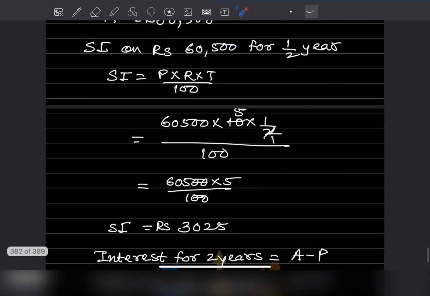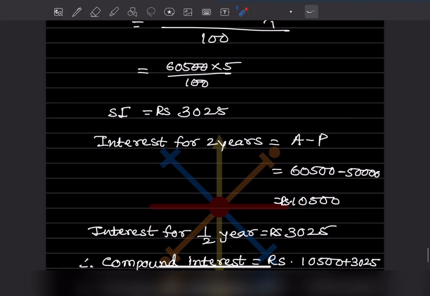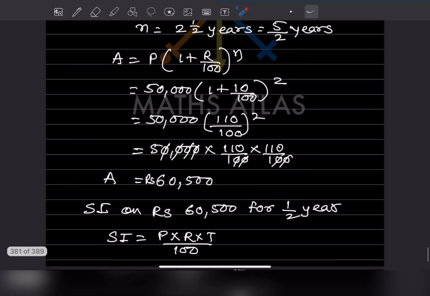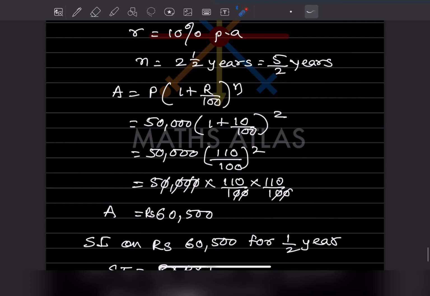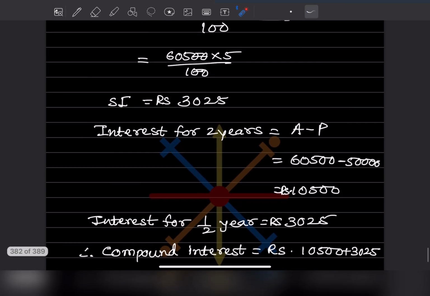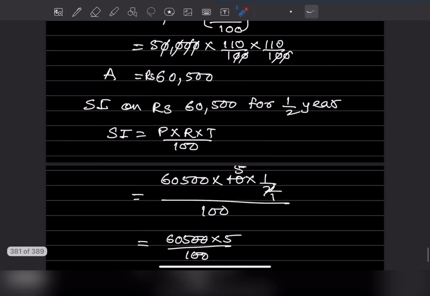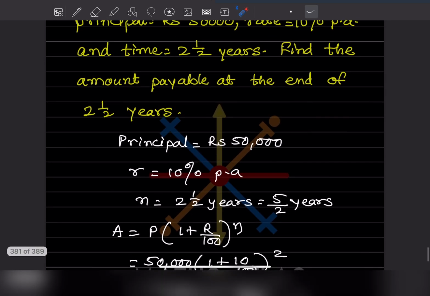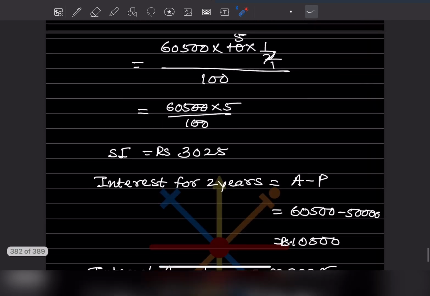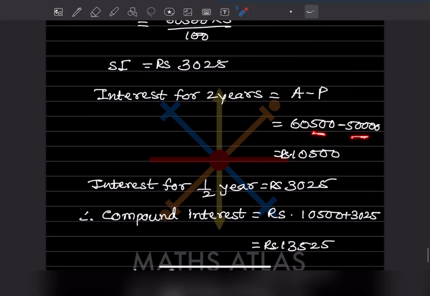compound interest. So what is the interest for 2 years? We got the amount for 2 years. So the interest is going to be what? Amount minus principal. So this amount we got as 60,500 and the principal is 50,000. So this is 60,500 minus 50,000, that is going to be 10,500. And the interest for half year, we got as 3025. So the compound interest will be what?